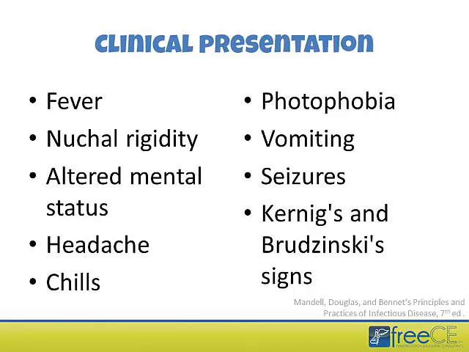People also can complain of photophobia. Essentially, the light will make things worse for them in terms of headache and other symptoms. They may vomit. Pretty progressive disease can lead to seizures, and then Koenig's and Brudzinski signs can be common as well.